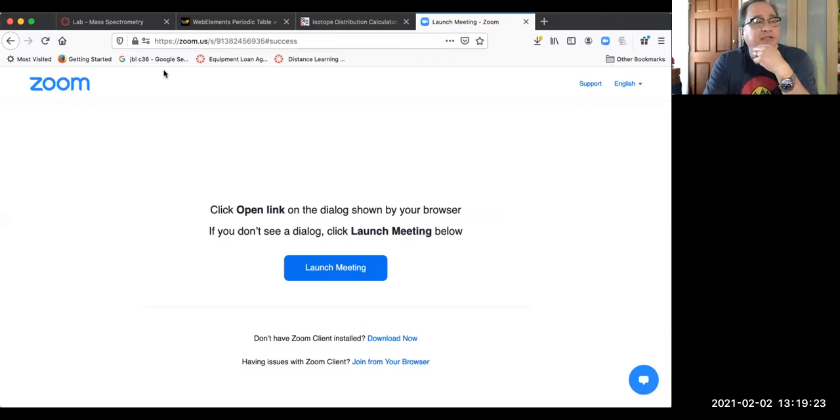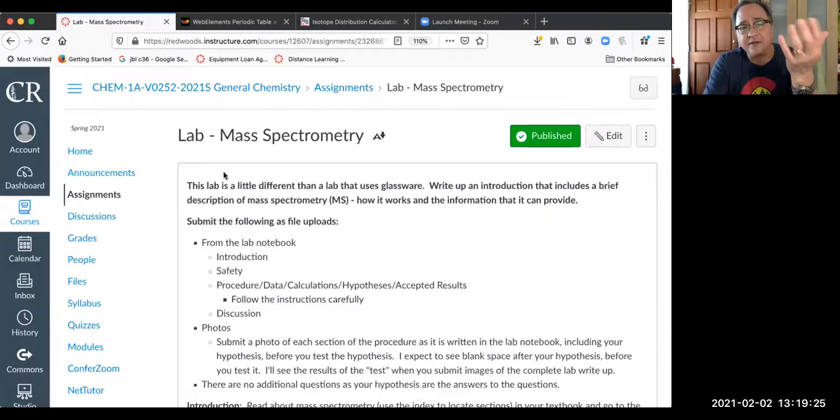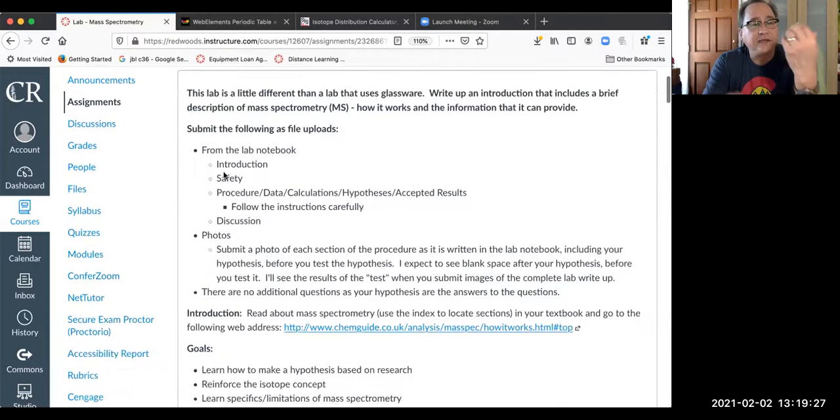So this lab, you didn't have a lot of time to read up on it. So I'm going to take a fair amount of time explaining to you what mass spectrometry is, okay? First I'm going to change my share screen to the lab itself. So I'm going to go to my web browser, and you can see I have the lab right here. So let's take a look at the lab.